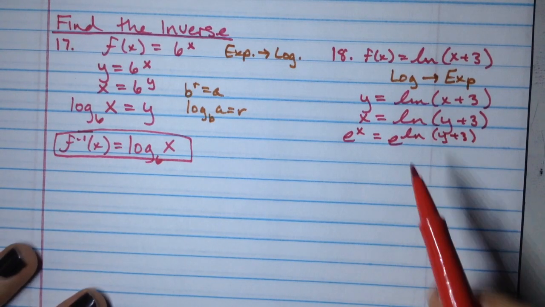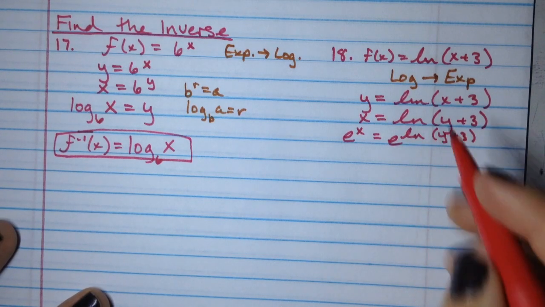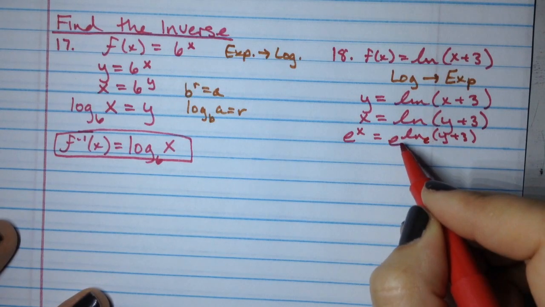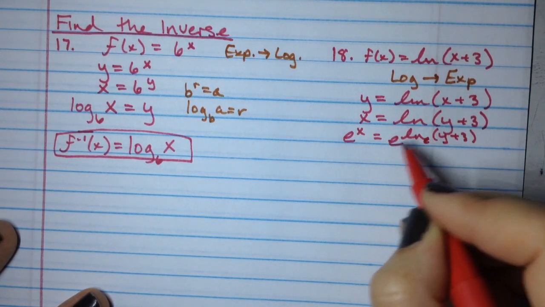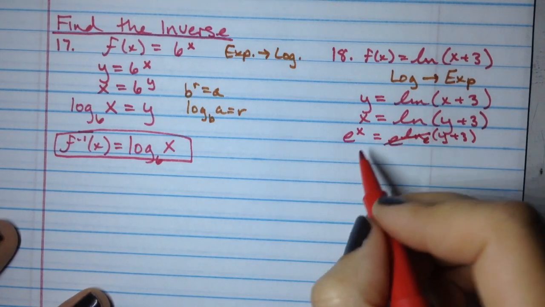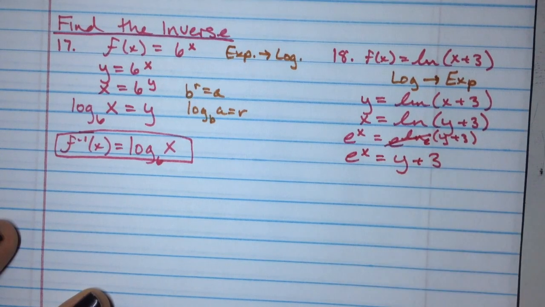The reason we do this is because now e is raised to the ln of e. Remember that little base that's hidden right there? If the base and the a value match, base and base, these cross out, and I'm left with the exponent. So I'd have e to the x equal to y plus 3. We are one step away from having y by itself.